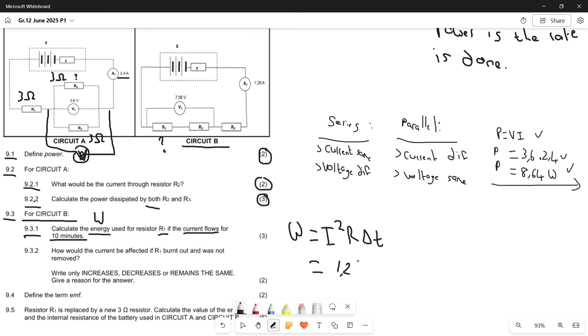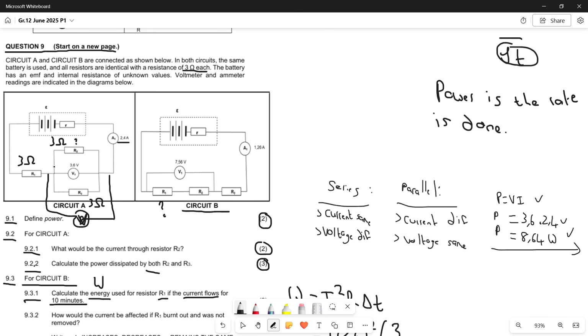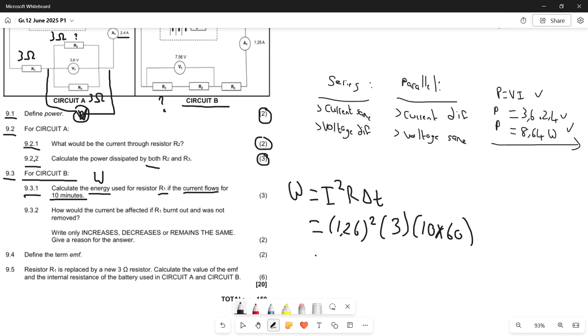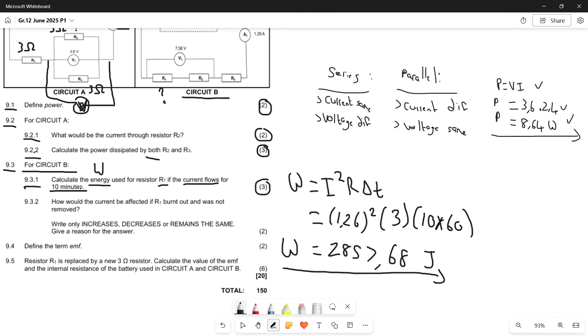So we have 1,26 squared. The resistor that we are working with is just R1 over there, so it is 3 ohms, which they mentioned all of the resistors are 3 ohms each. And then time, delta T, although they gave it to us in minutes, we have to work with seconds, so we're just going to multiply the 10 minutes by 60 to turn it into seconds. And then at this stage we can just go ahead and plug all of this in our calculator, and then we will have an answer. And our final answer for the amount of work is 2857,68, and this is measured in joules. So that just earned us 3 marks over there.